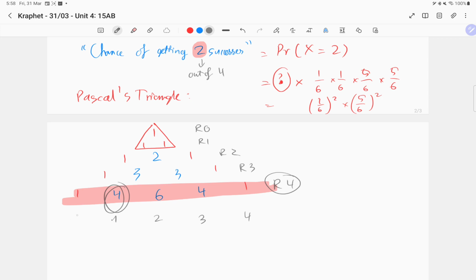And in the notation, the combination notation looks something like this. Out of 4 trials, 0 successes. The second one, 4 trials, 1 success. 4 trials, 2 successes. 4 trials, 3 successes. And 4 trials, all of them have succeeded. So this is just telling you how many possible ways there are. For out of 4 trials to get 2 successes, there are 6 ways of doing that.